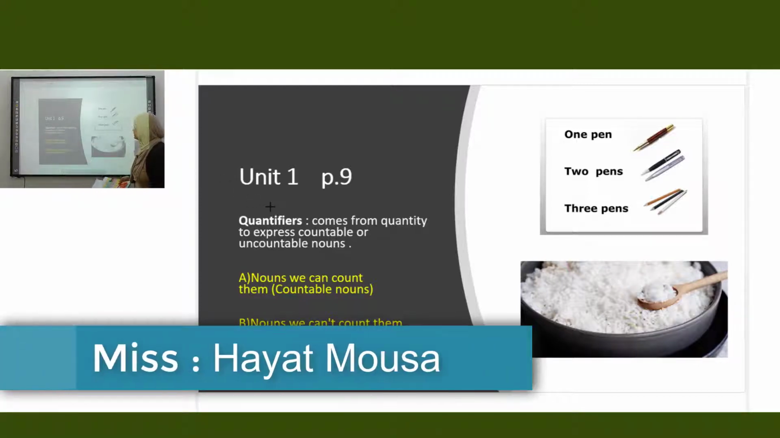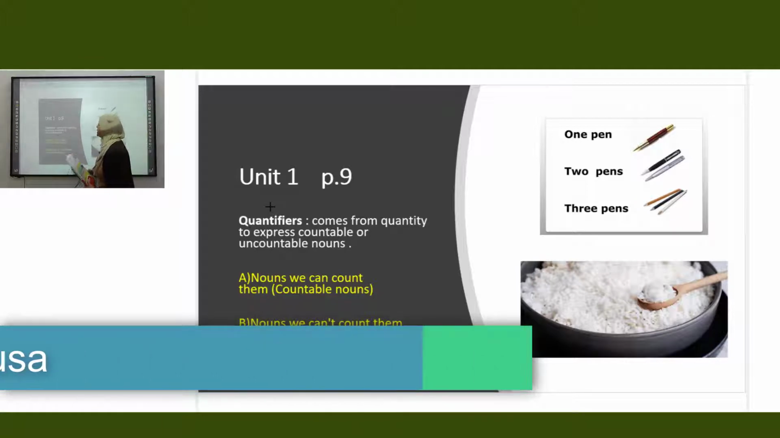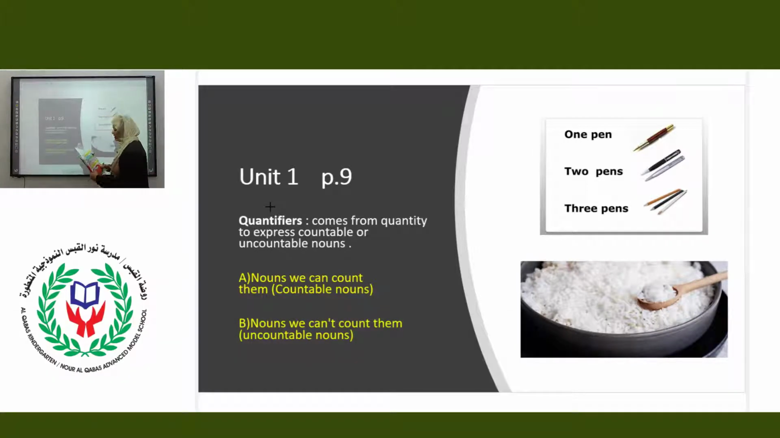Hello, my student. Now we want to talk about Unit 1, our grammar on page 9. Page 9, we have quantifiers. Look at this page. Quantifiers come from quantity, to express countable or uncountable nouns.